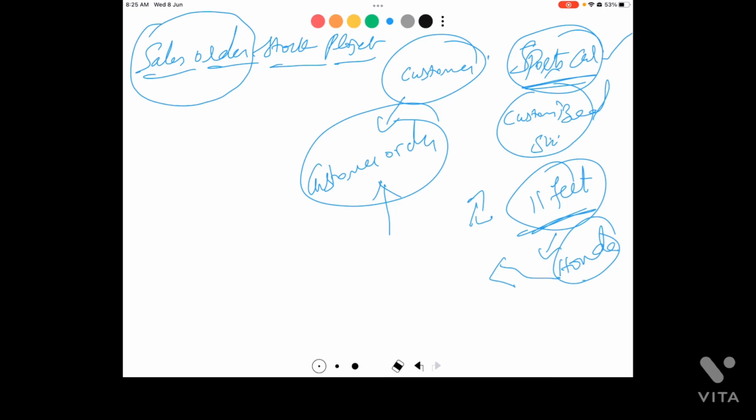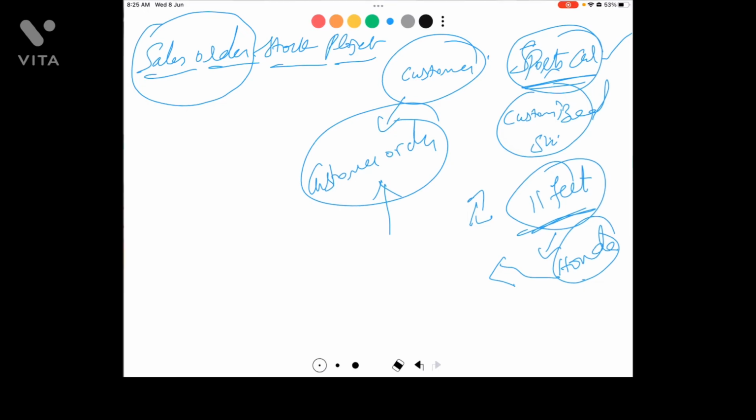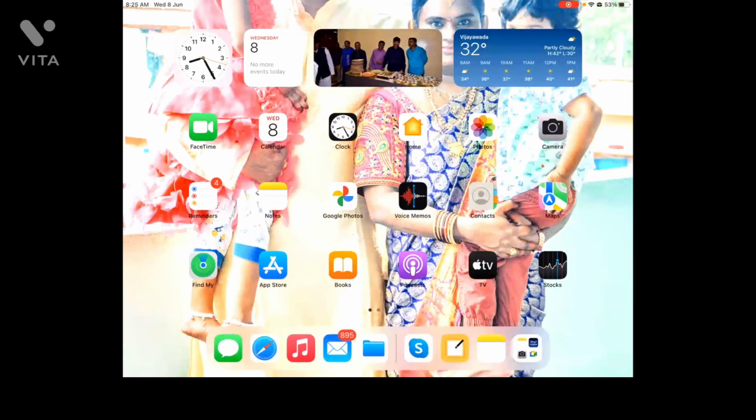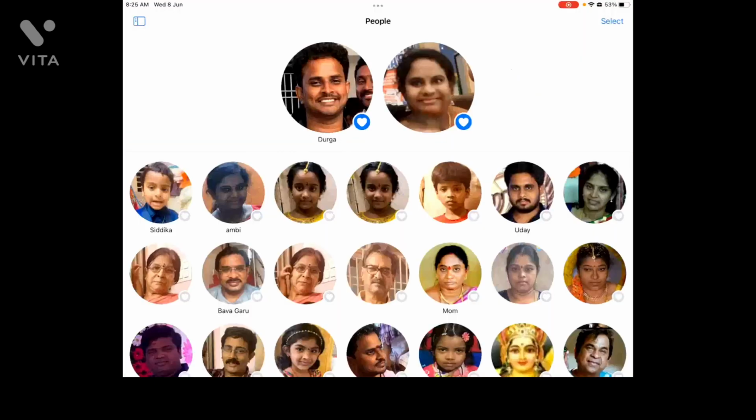Right? Clear? Any doubts on this one, on all these procurement processes?